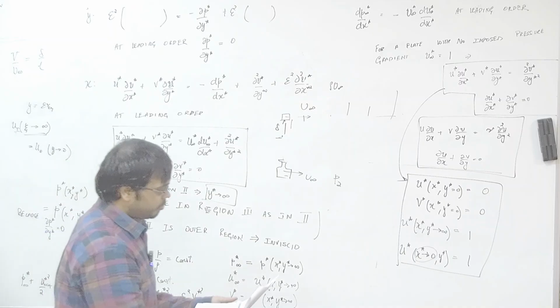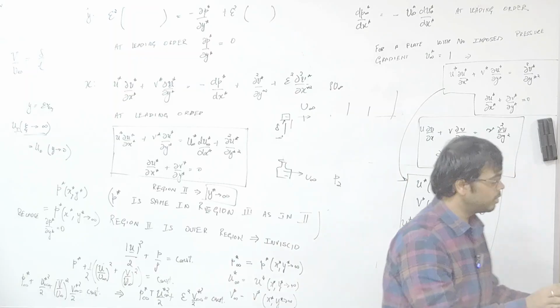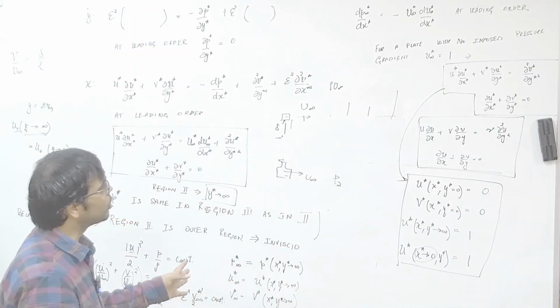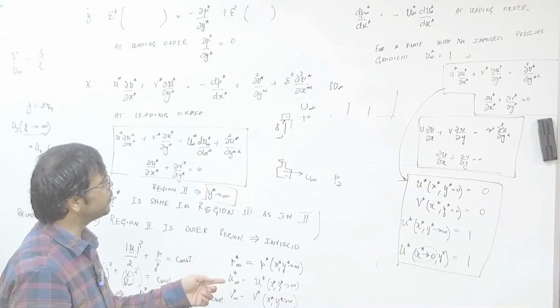So we'll continue from here on Friday. Sorry, which one? So we have 4, no? We have 1 for v in y, we have 1 for u in x, we have 2 for u in y.